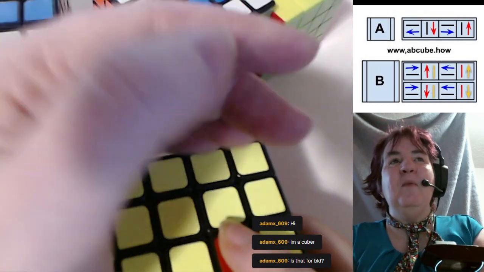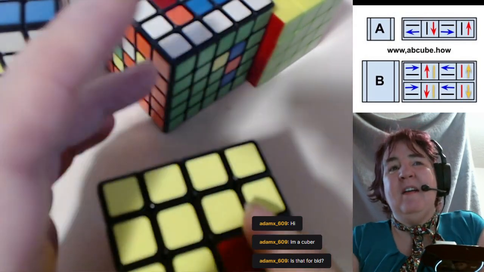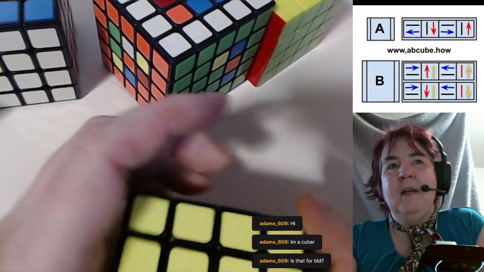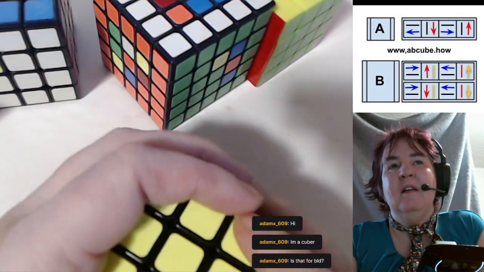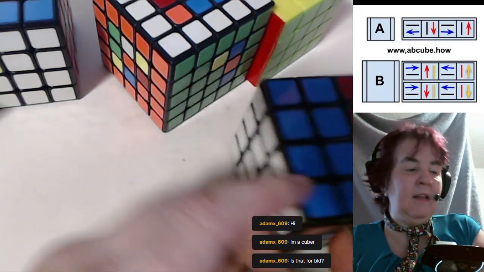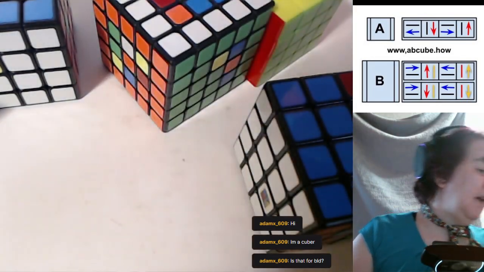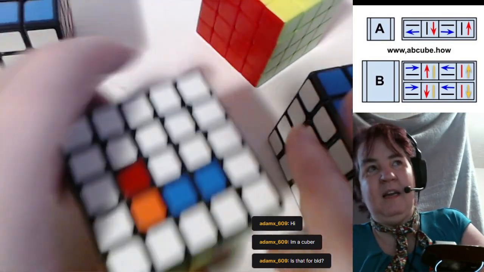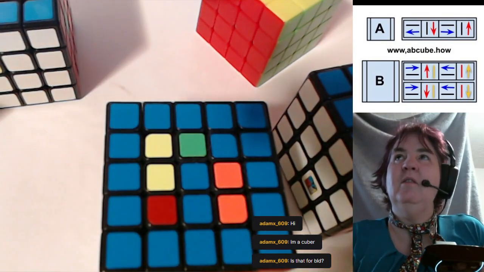When I'm teaching this, it takes me between 1.5 hours and 2 hours total teach time to take a brand new beginner who's a non-cuber and have them be able to walk away knowing that they can pick up any cube they want and put it down solved.